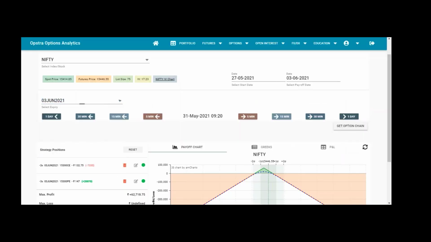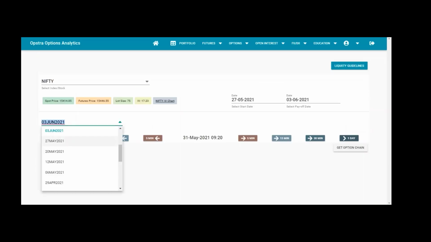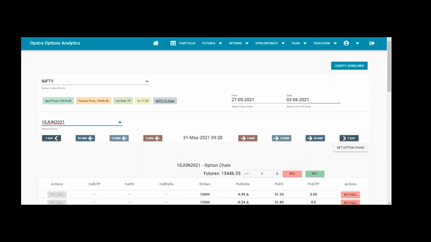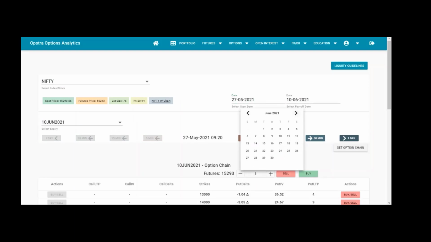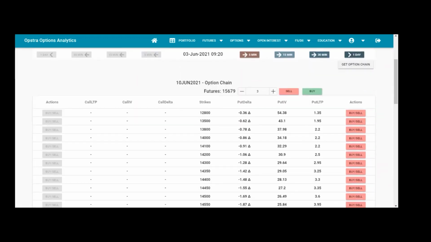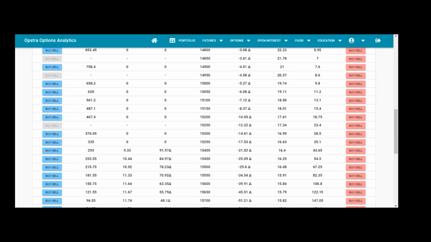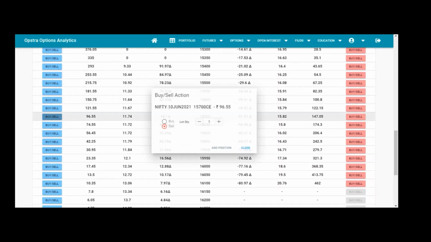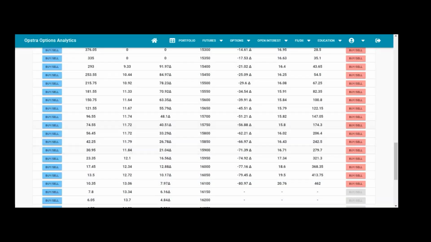So let me reset this, and for the June 10th expiry, I need to implement the straddle on 3rd June. Okay, that's it. Now let's go to the option. What is the future price of the Nifty? 15,680 rupees, which is near to 15,700. I'll just go to the 15,700. I will sell 3 lots of a call option, and I will sell 3 lots of put option.